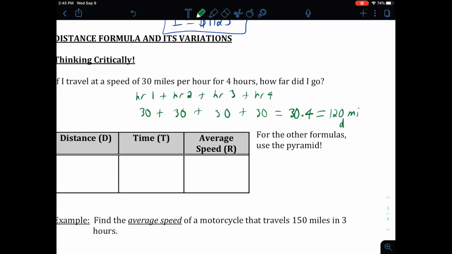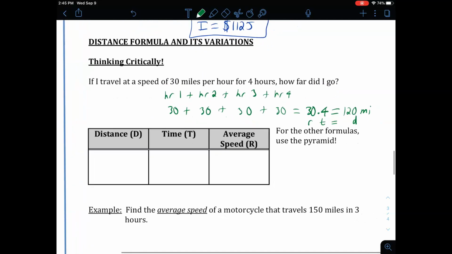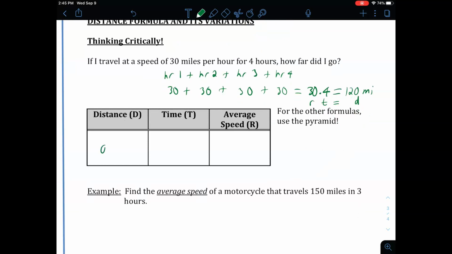Okay, so that's a shortcut, 30 times 4. So if 120 miles is the distance, and our rate is 30 and our time is 4, it looks like distance equals rate times time. That is the shortcut. So for the distance formula, we're going to write distance equals rate times time. If you think it through a little bit, how far you go depends on how fast you're going for how long, right? How far you go depends on how fast you're going for how long.